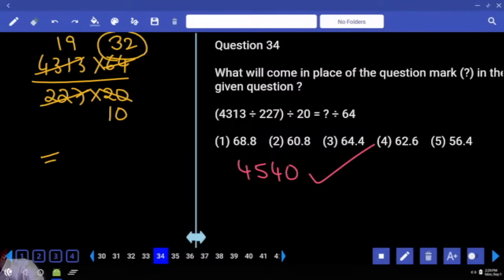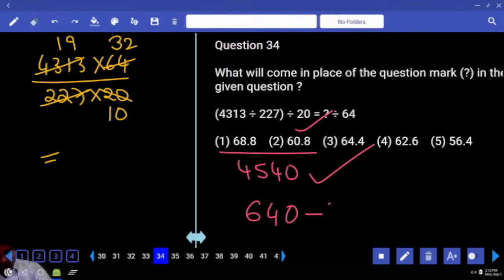What is 20 times? 640. Answer should be less than that. Answer should end with 0.8. Which option? First or second? Second final. You got it? From 640 we have to subtract 1 time. Divided by 10 is there. So answer will be definitely less than 64. Second option is final answer.